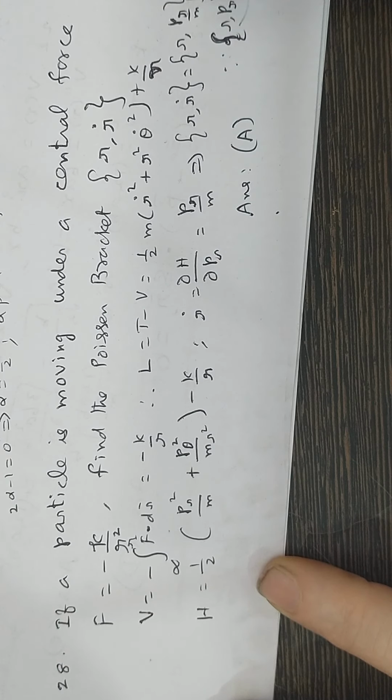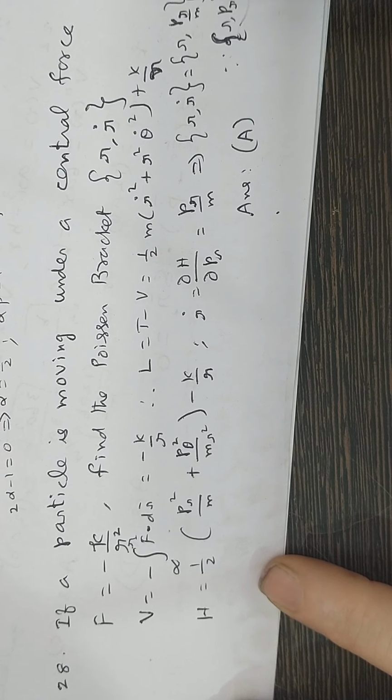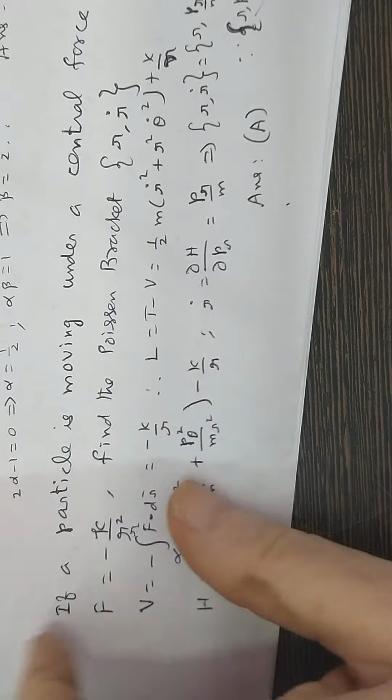Now 1 by m is a constant that can be taken outside, and you have to find the Poisson bracket between r and p r. Since r and p r are canonically conjugate quantities, this must be equal to 1. So we know that the bracket of r, p r is equal to 1, x, p x is 1, y, p y is 1. So this is a canonically conjugate variable present within the Poisson bracket, that must be 1. So once we substitute the expression, it becomes 1 by m.